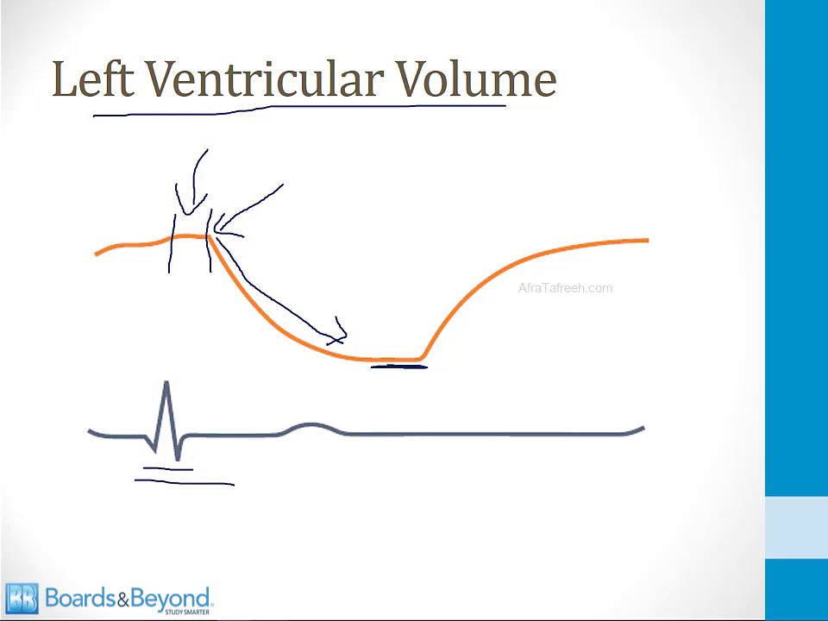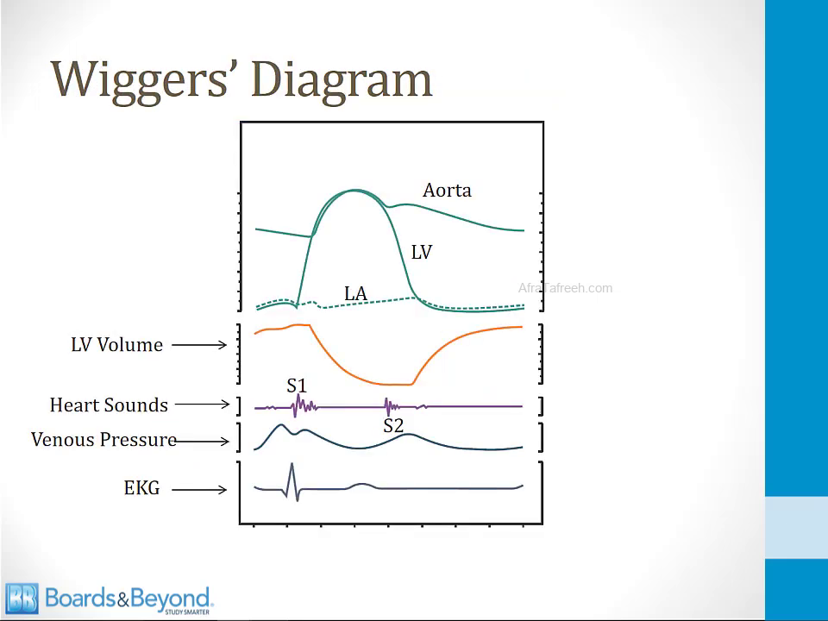We go through another brief period of isovolumic relaxation, and then we start to see the left ventricular volume rise. That's because the mitral valve has opened here and blood is pouring into the left ventricle from the left atrium, and that causes the volume to rise. And if we go back to the complete Wiggers diagram, you can see the LV volume change over time here.